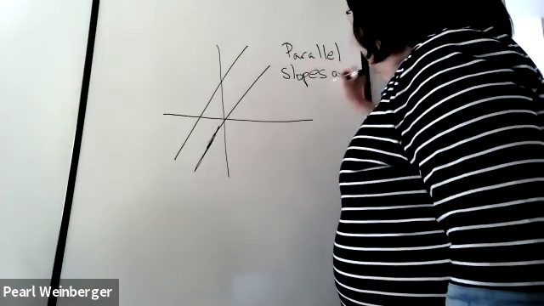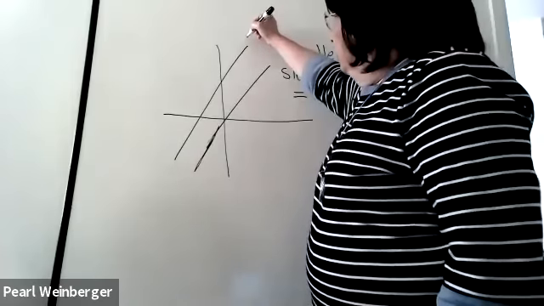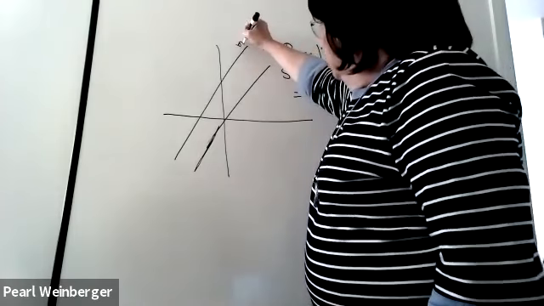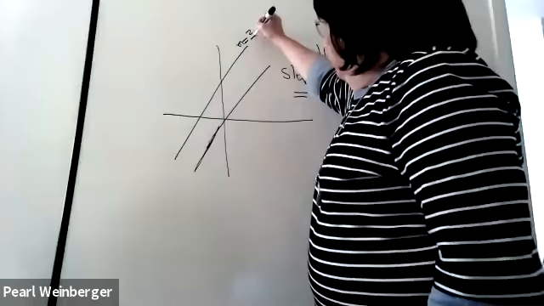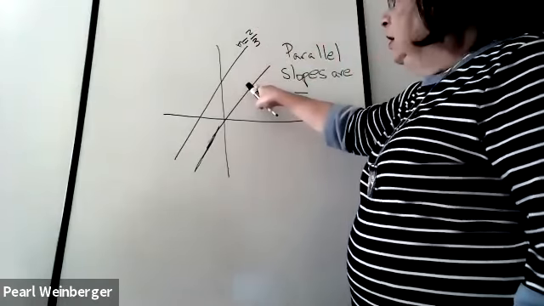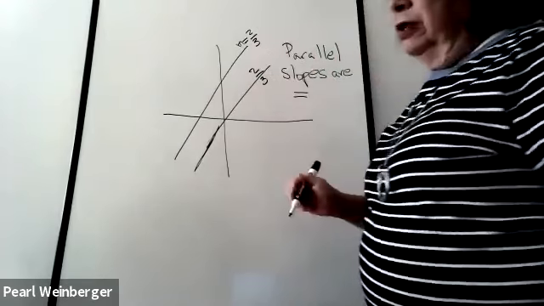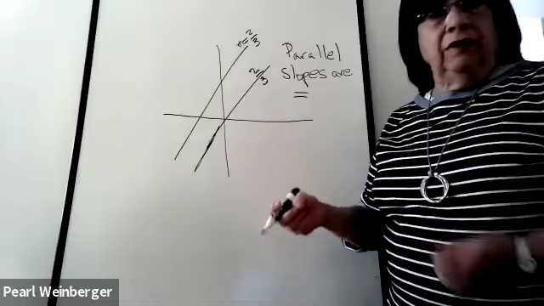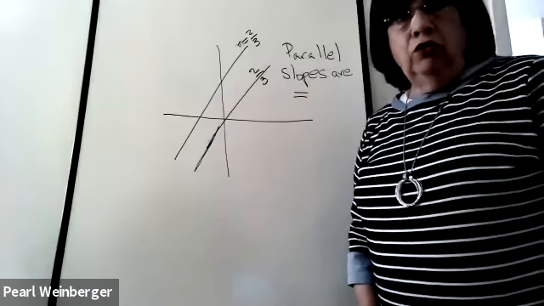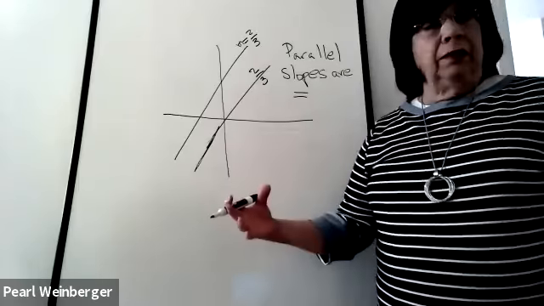The slopes are equal. In other words, if I were to tell you the slope of this line is 2/3, if I could figure that out, and I told you this line is parallel to it, then the slope over here would also have to be 2/3. As a matter of fact, if you have the equations of two lines, you can tell if these two lines are parallel without drawing them at all.